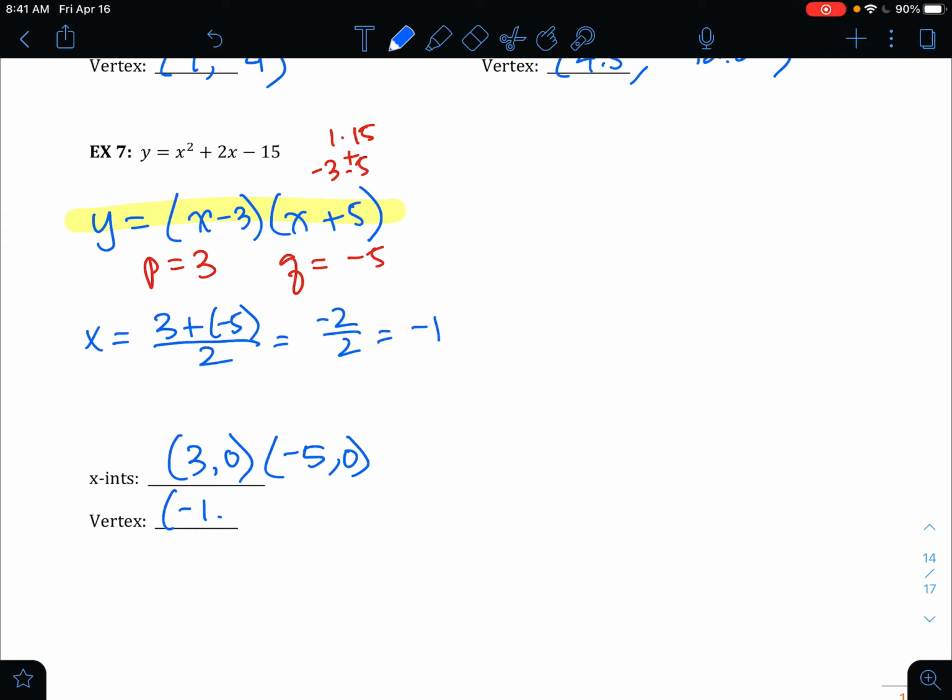Negative 2 over 2 is negative 1. And then let's plug it in. So I've got negative 1 minus 3, negative 1 plus 5. So that's going to be a negative 4 times a positive 4. So that's going to give me negative 16. So negative 1, negative 16 is your vertex.